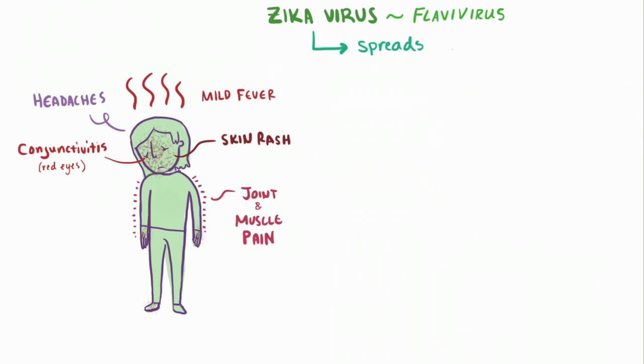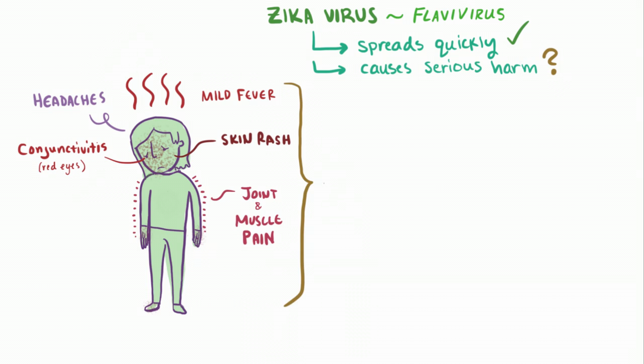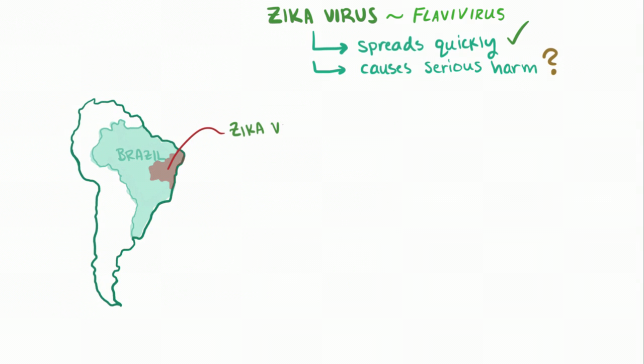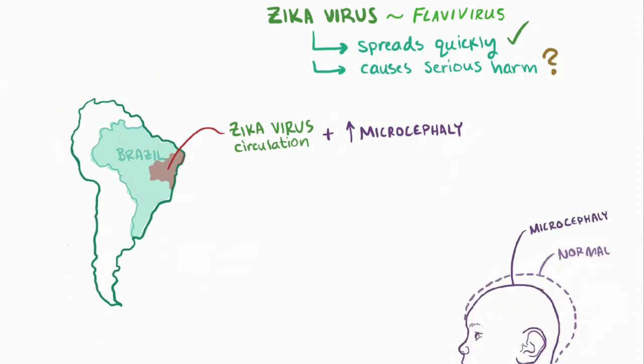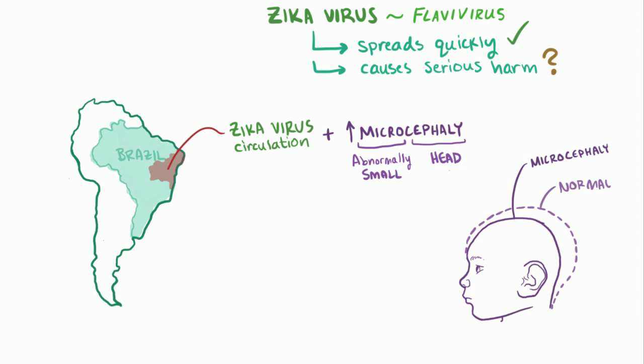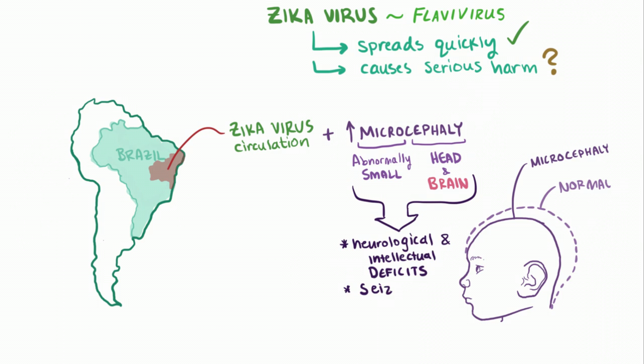Okay, so we've hit the spreads quickly part, which really matters most in places with a lot of mosquitoes. But what about the causes serious harm part? Well, although it causes mild symptoms in adults, there's more to the story. In October 2015, in areas of Brazil where Zika virus has been circulated quite a bit, public health officials noticed a significant increase in babies born with microcephaly, which is when a child is born with an abnormally small head and therefore abnormally small brain size. And this has the tendency to cause serious neurological and intellectual deficits, seizures, as well as vision or hearing problems.